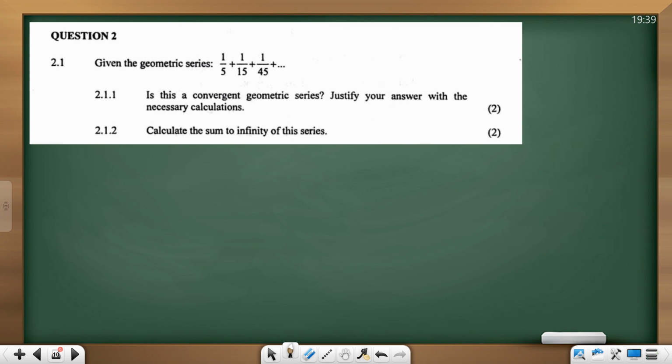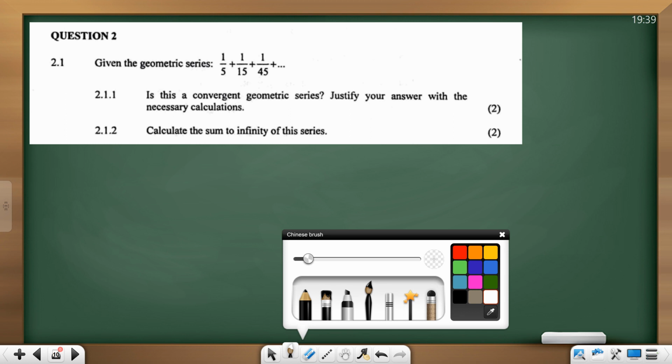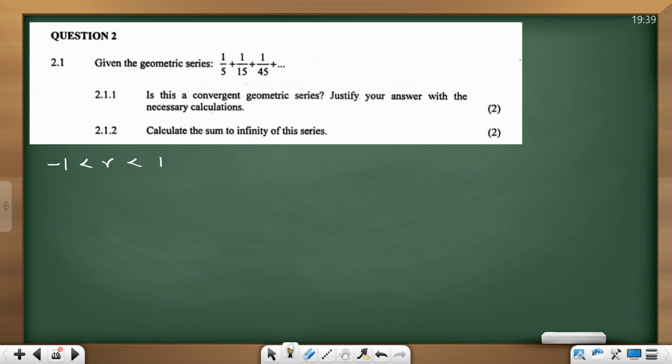Is this convergent? Where do we get convergent from? The value of r. R must be between -1 and 1. Get r here. T2 over T1, right? 1 over 15 divided by 1 over 5. What's your answer? Convergent series? Yes. There's a mark for that. Why? Because r lies between what? One over 3 lies between -1 and 1.